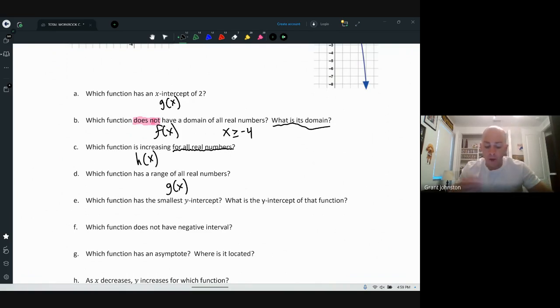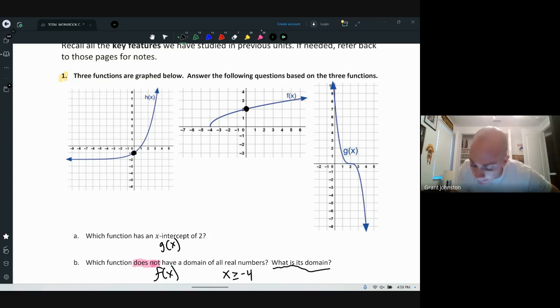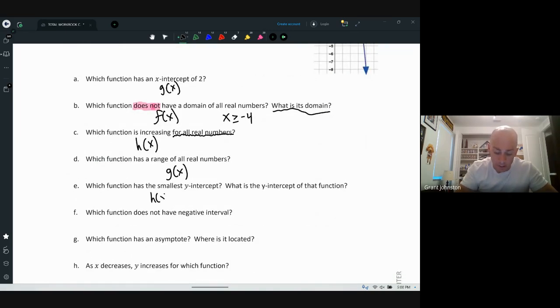Which function has the smallest y-intercept? So let's look at the y-intercepts. H of x is at -1. F of x is at 2. G of x, I think it crosses there at 8. So definitely h of x. H of x is -1. So h of x, we'll pick that. Let me erase these dots. So h of x has the smallest. And then it says, what is the y-intercept? 0, comma, -1, I think it was.